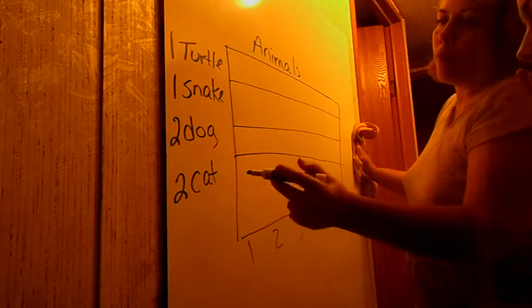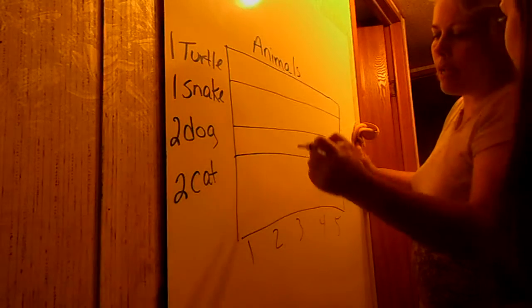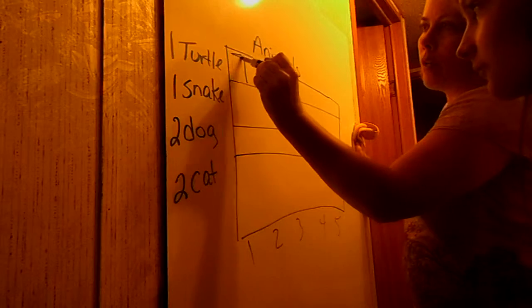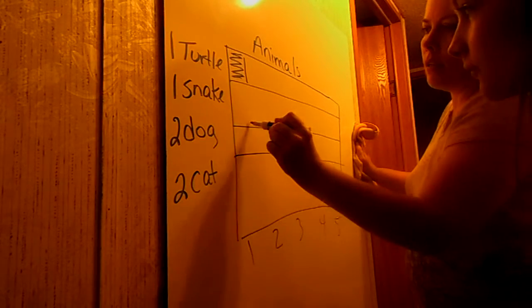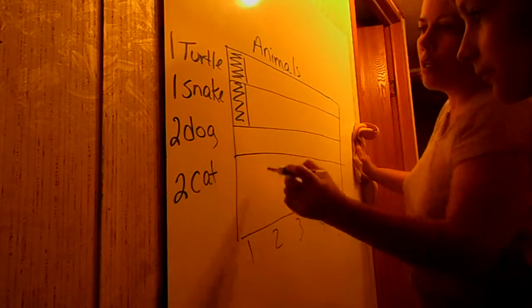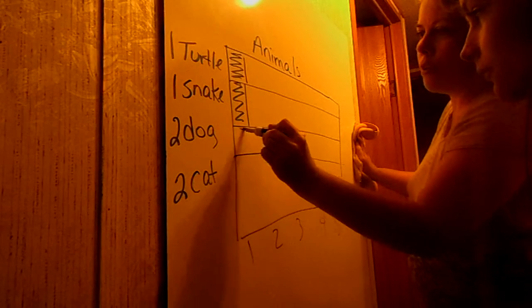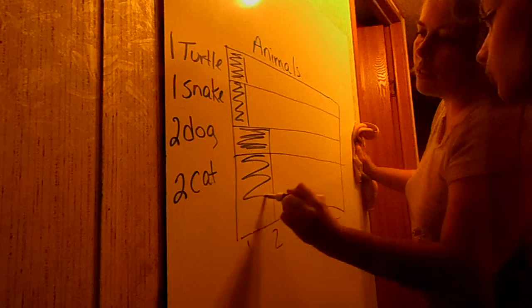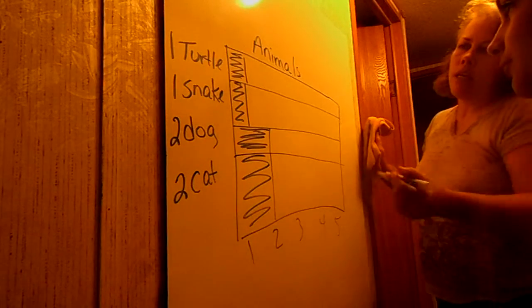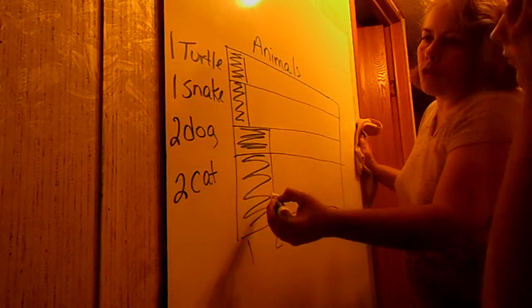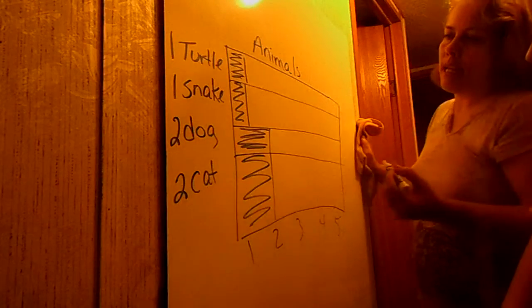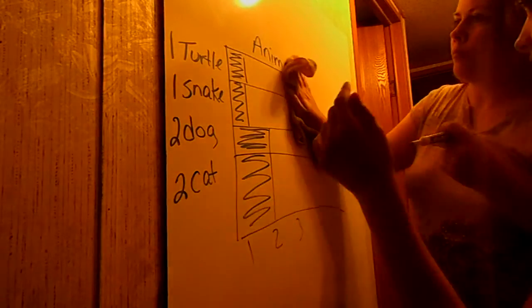But basically, what we'll do is say, okay, how many we have? We have 1. So you go all the way up and 1. Snake, 1. 2 dogs, so you go to 2, color it in, and 2 cats, and color it in. Okay? So you know you've got 2 of each is dog and cat, and 1 of each is turtle and snake. And then we got 2 rodents. That's one of your bars.